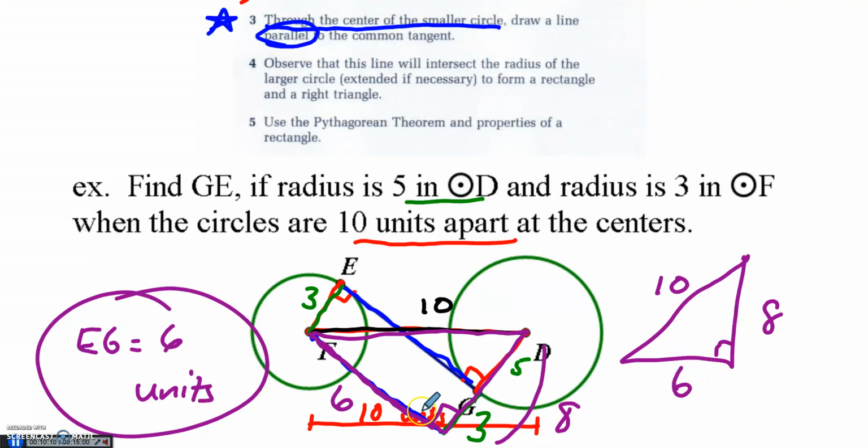I made a rectangle. Notice that these two sides both had to be 3. This radius was given as 5, which meant that this entire side of this big triangle was 8. The hypotenuse was 10, so I used Pythagorean triples to get 6. And if this segment is 6, these two are congruent, so that's 6 as well.